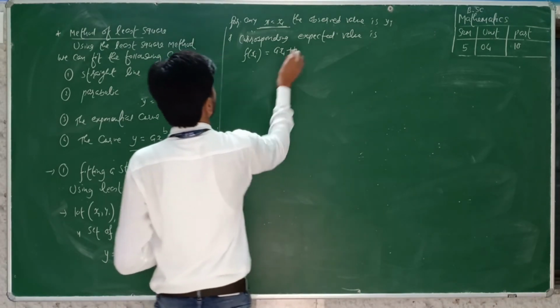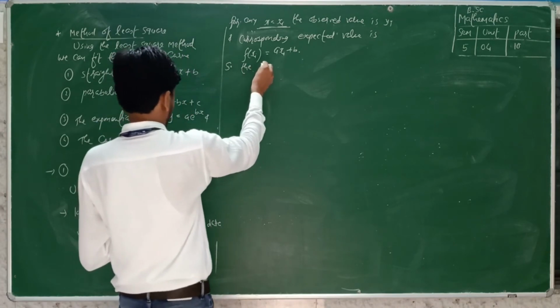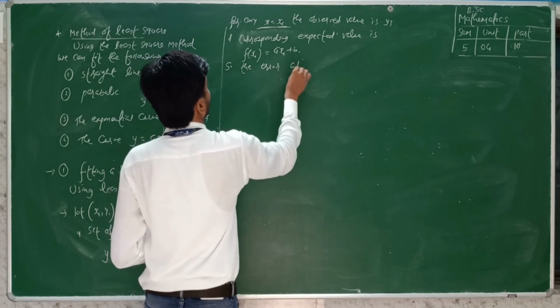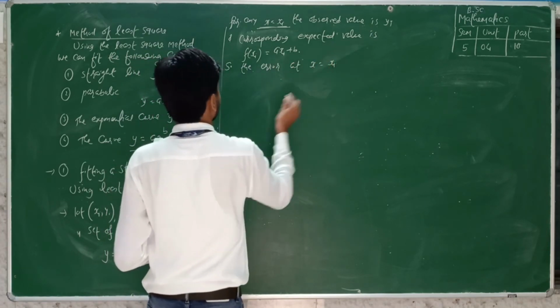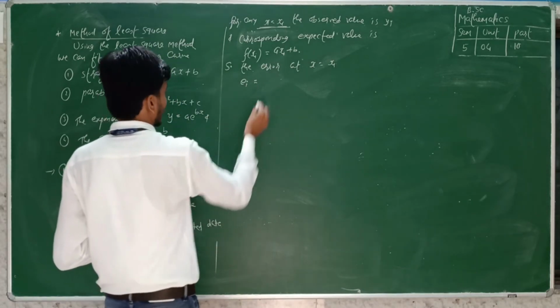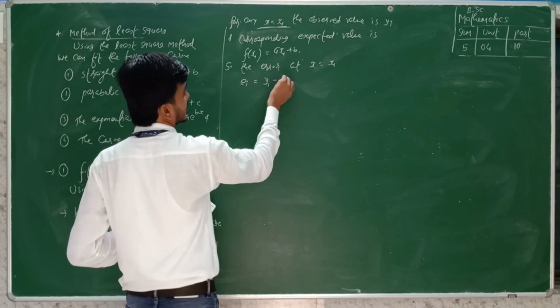So the error at x is equal to xi, we can represent as ei. So ei is equal to observed value minus expected value.